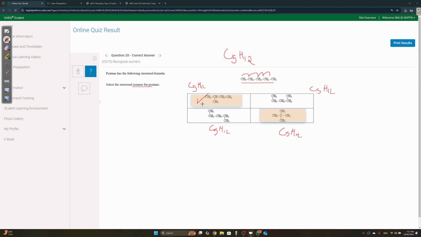When is it considered an isomer? If it has one branch. This has one branch, because you can either go down or continue going. When does it not have one branch?